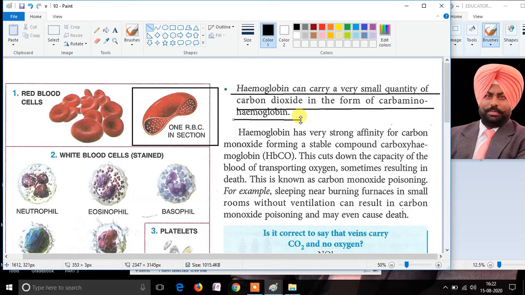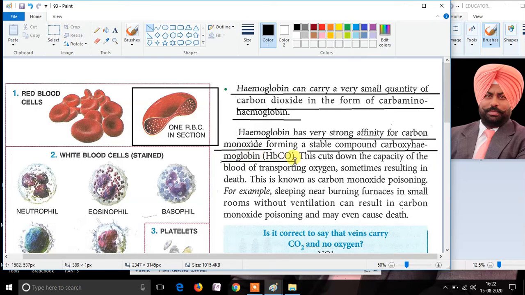Here we have to understand that hemoglobin has a strong affinity towards a gas called carbon monoxide. When inhaled, this carbon monoxide gas attaches to the hemoglobin and forms a very stable compound called carboxyhemoglobin.